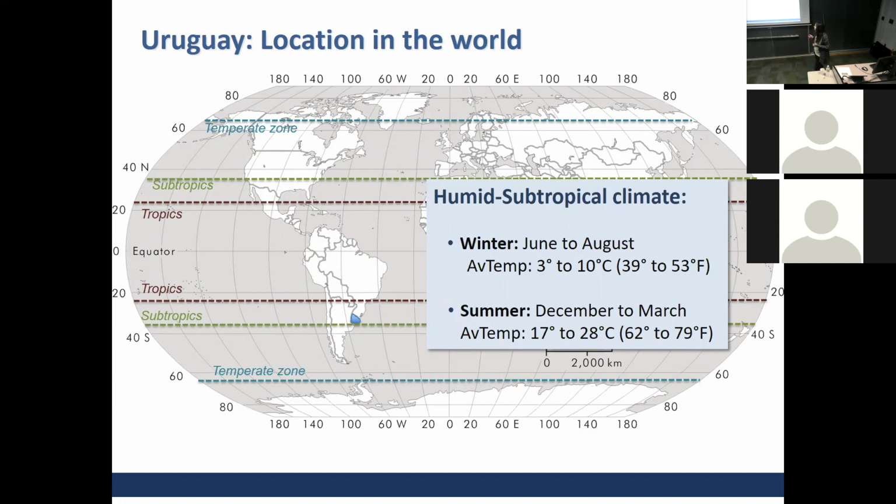And then we have the summer season that runs from December to March, where the average temperatures can be between 17 to 28 degrees. For this reason, the rice cycle usually takes place during this period. And since temperatures during the winter are so low for rice, we can only have 1 cycle of rice a year.